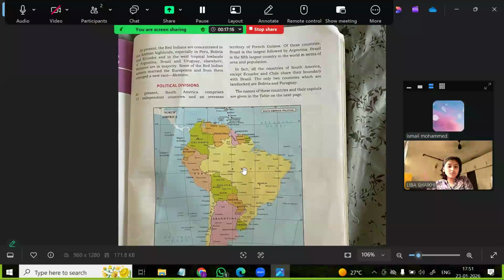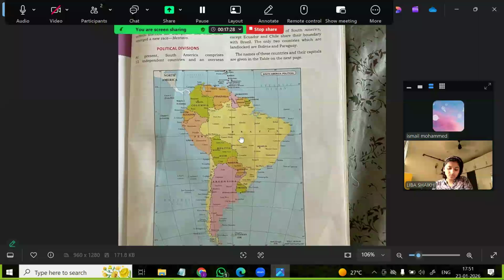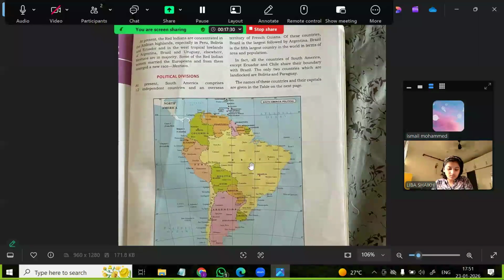This is Brazil, this is Bolivia, this is Argentina, then you have Peru, Ecuador, Colombia, Venezuela, Guyana, Suriname, Chile. So these are all the countries that are there. Total how many? This is Paraguay and Uruguay. So one, two, three, four, five, six, 7, 8, 9, 10, 11, 12. Around 12 to 13 countries are there in total.